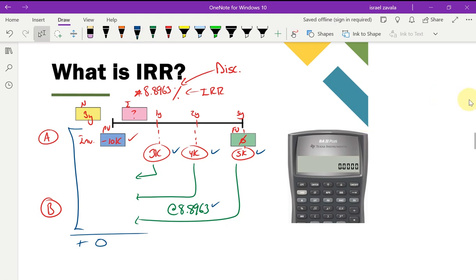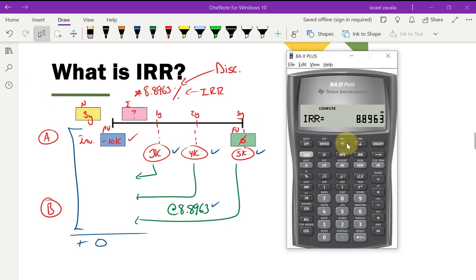I'll prove that to you. We'll do it really quickly. We'll do it with year 1, year 2, and year 3, and then we'll add it to our $10,000, and you'll see we'll get 0 back. So really quickly, I'm going to put this 8.8963 as my discount rate right off the bat. Okay, so let me see if I can do that. If I can exit, yeah, and then I'm going to put it here.